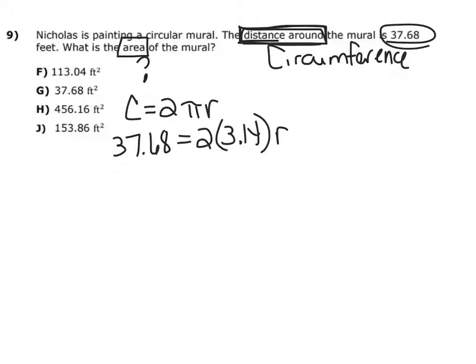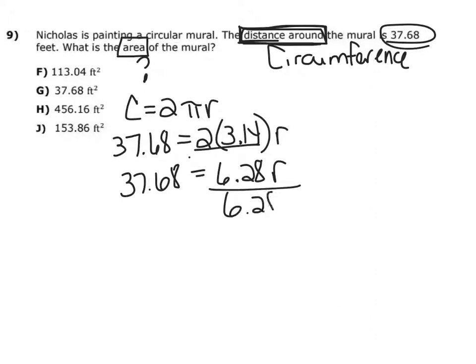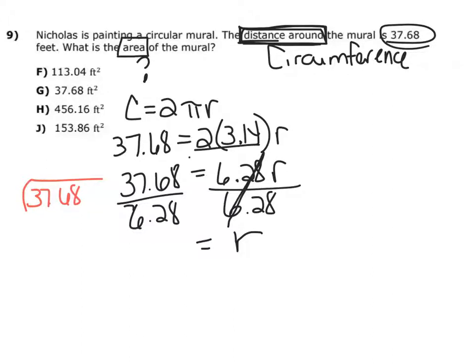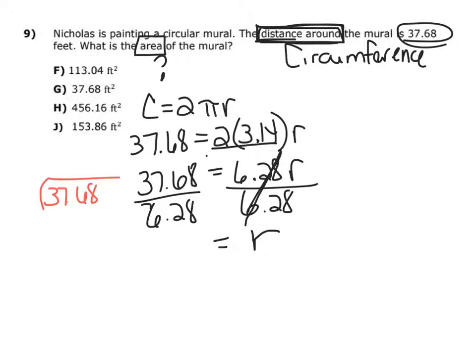So we're going to go ahead and multiply those two. So that's going to be 37.68 is equal to 6.28 r. Now we're going to divide each side by 6.28. This cancels out because that's going to be 1, so we're left with radius. So now we're going to go ahead and divide that. So we're going to divide 37.68 divided by 6.28. Ran out of room.